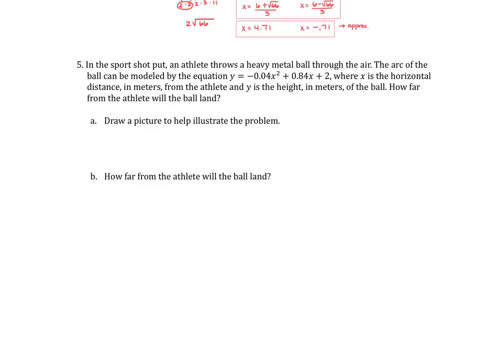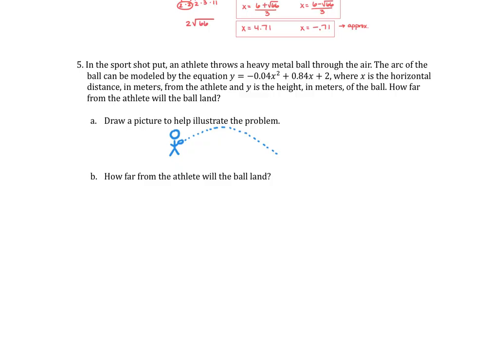Part A wants me just to draw a picture to illustrate the problem. So here is my lovely diagram. I am a stick figure kind of gal. There's my little athlete. He's holding a shot put. Now, when you throw the shot put, it's going to go up a little bit before it comes back down to the ground. So you can see it kind of makes that parabola shape.